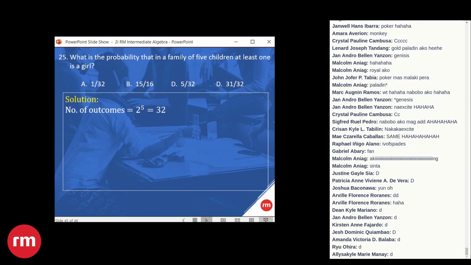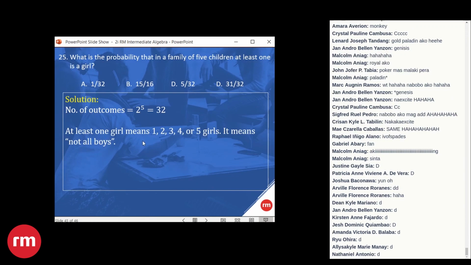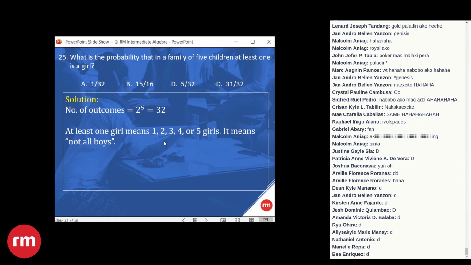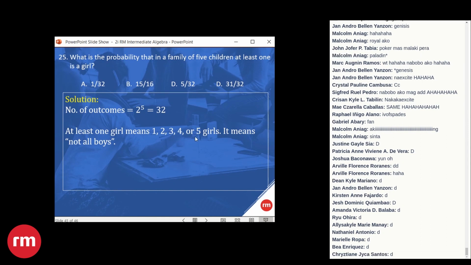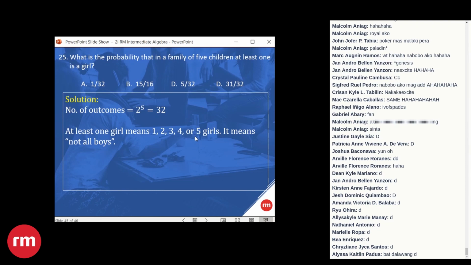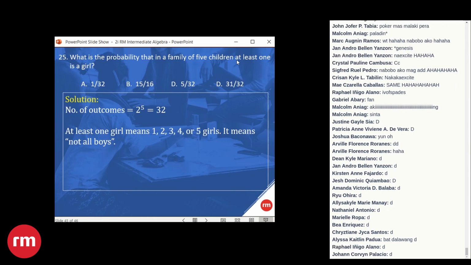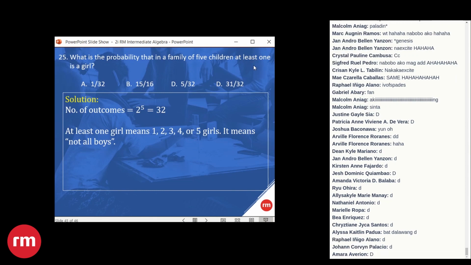Okay? The question says, at least 1 girl. Pag sinabing at least 1, it means it could either be 1 girl, 2 girls, 3 girls, 4 girls, or 5 girls. Be careful of the statement at least. Okay? Or at most. Or exactly. Yun yung mga terms na iingatan nyo sa probability.